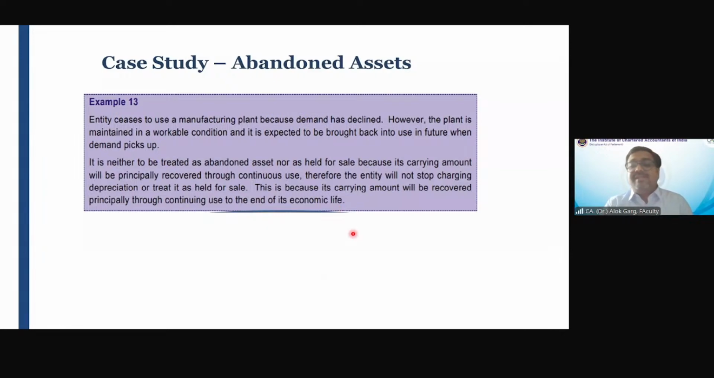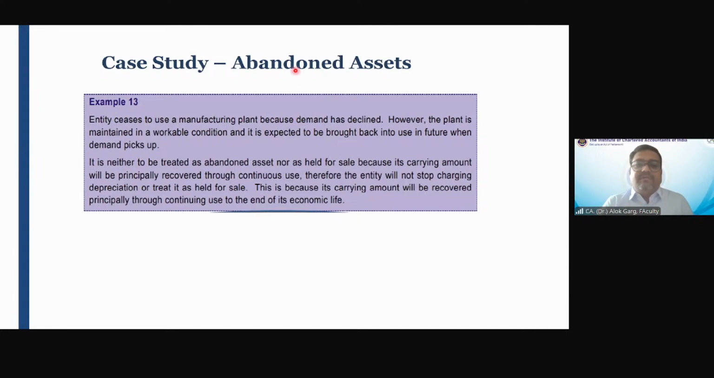Okay. So friends, generally what happens when a non-current asset is classified as held for sale, right? It will become a current asset because the entity is expecting that the sale will be completed within 1 year and hence the depreciation will stop. Okay. So the entity will not charge depreciation on a non-current asset held for sale.